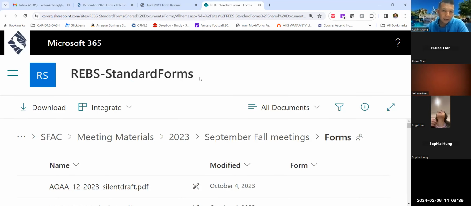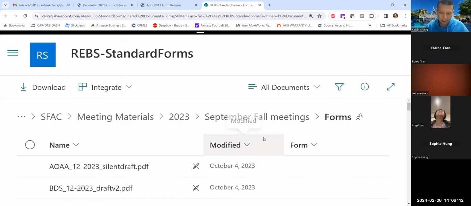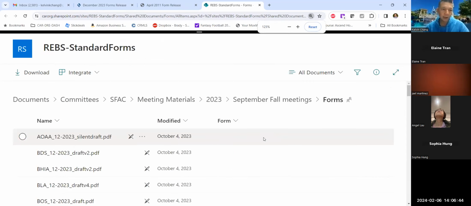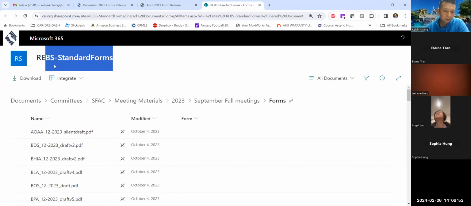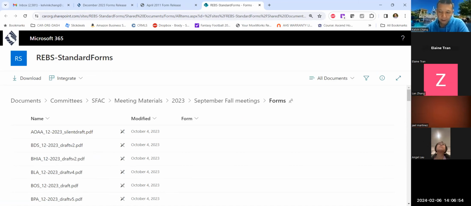I don't know if you see my screen well or not. Let me make it smaller too. Do you see my title, REBS Standard Forms? Yes? Okay, great. Thank you. This is the exact document where you can see red lines on the changes, the alterations to every form that's out there. I like to use the red line changes because then I can compare to the past.